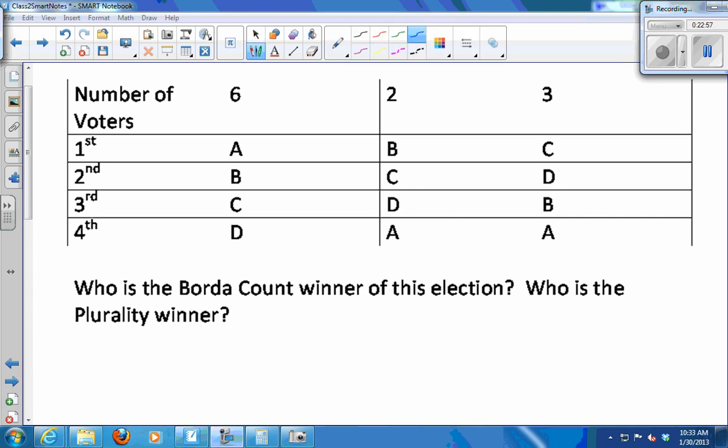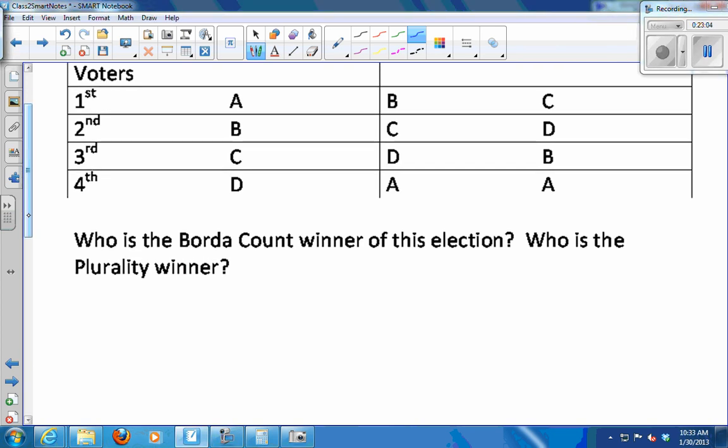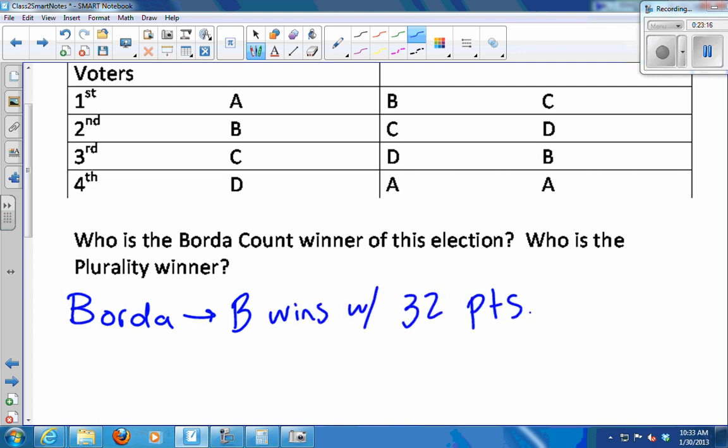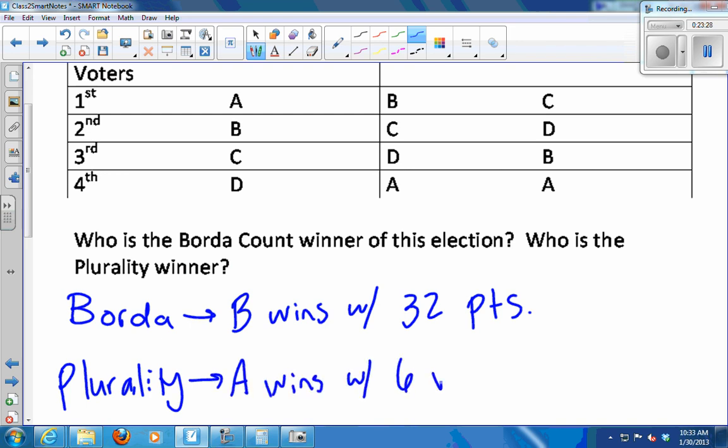Okay, so who wins using Borda? B. It's B, yeah. So if you didn't come up with B with 32 points, right? Yes. Borda, B wins with 32 points. If you didn't come up with that, you might want to go back and try it again. Who wins with plurality? A, with 6 votes. 6 first place votes.